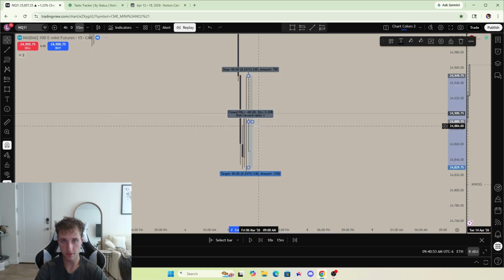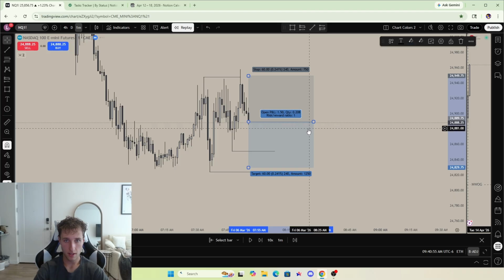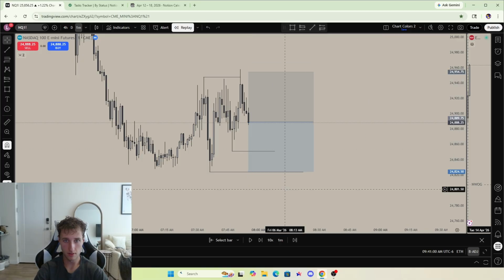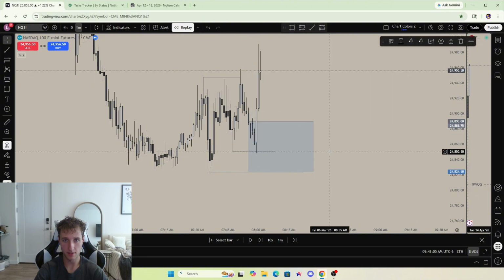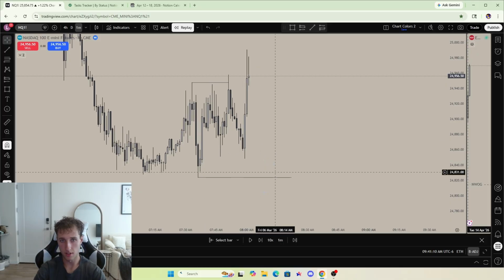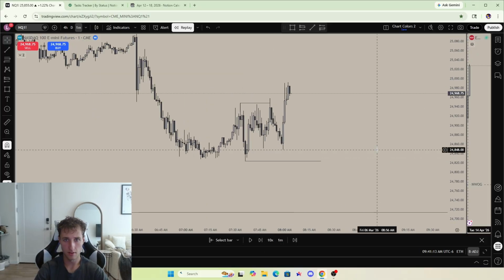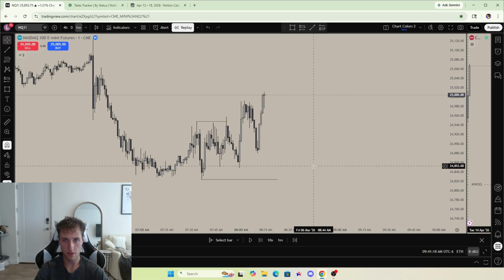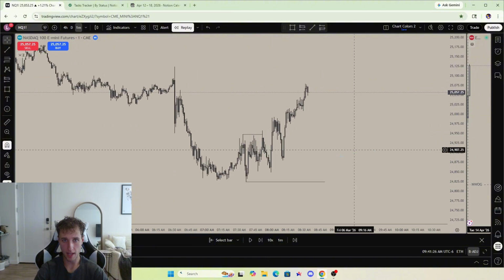Are we still respecting this 15-minute? We are. Okay, yeah, I'd be targeting this low, and I'd just be targeting a 1-to-1. Okay, break even there, and then I get stopped out at break even. So, again, just another manipulation leg, generating more sell side liquidity. And then I assume we end up pumping all the way up to data highs.